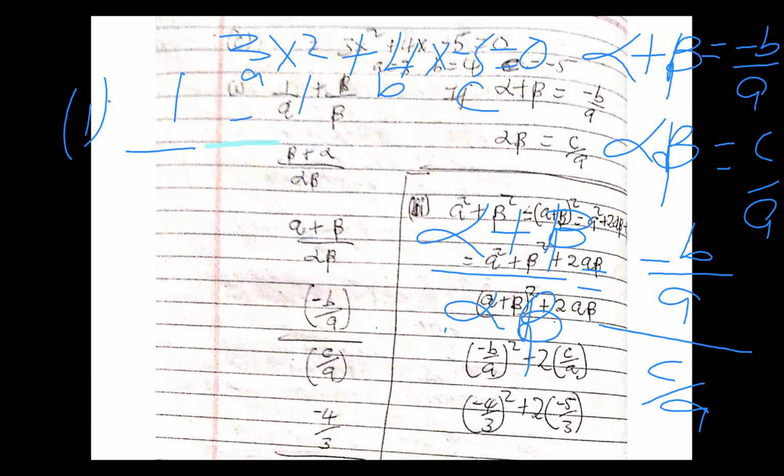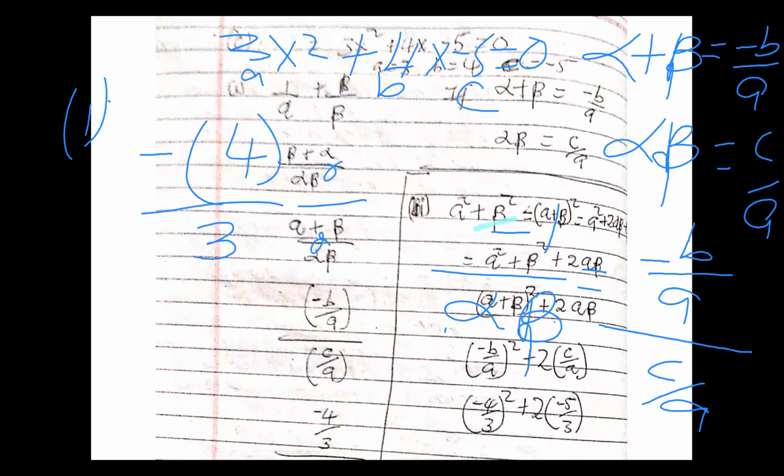Then you can now start replacing. What is your B on top, from the equation? It's negative 4, over what is your A? 3. Divided by, what is your C? C is negative 5, over what is your A? It's a 3, right? 3.